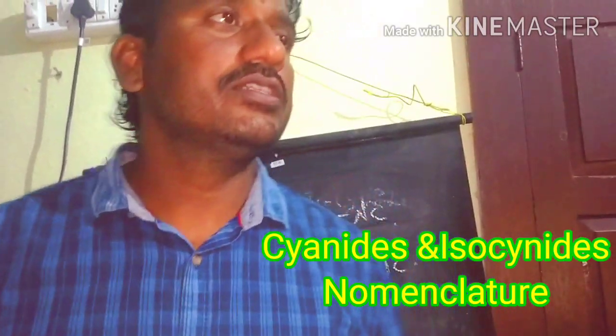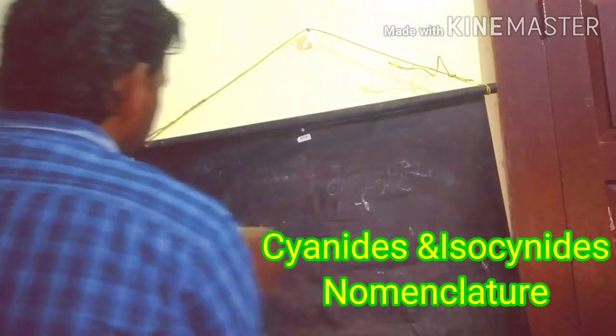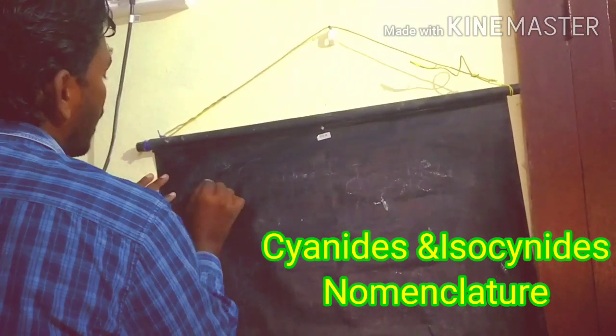Let's discuss the IUPAC nomenclature of cyanides and isocyanates. Generally, cyanides and isocyanates are the common names for these compounds. The IUPAC names of these compounds are nitriles and isonitriles. We have two types of nomenclature, common and IUPAC nomenclature. We start with the common names.